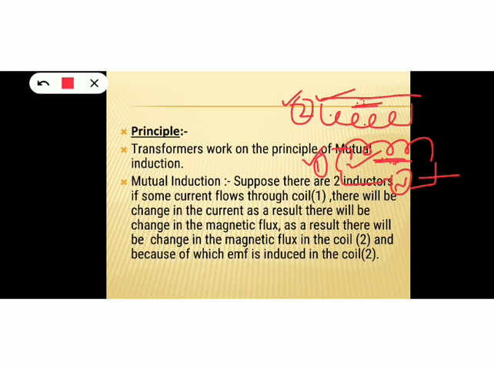Whenever there is a change in magnetic flux, an EMF is induced. In coil 1 the EMF induced will be a self-induced EMF, because it is induced due to the change in magnetic flux associated with the same coil. But in coil 2, EMF is induced due to the change in magnetic flux associated with the neighboring coil, that means coil 1. So coil 2 undergoes mutual induction and coil 1 undergoes self-induction, and the principle of a transformer is mutual induction, and that is what is written here in this paragraph.